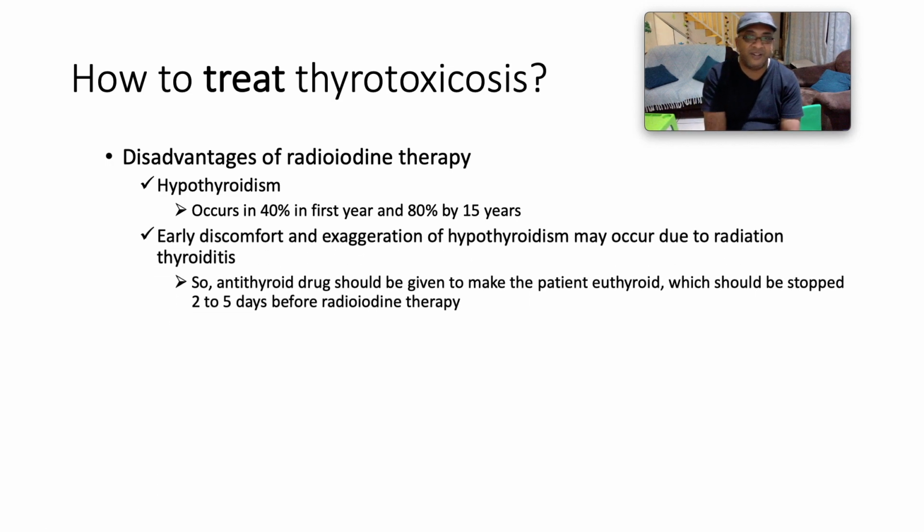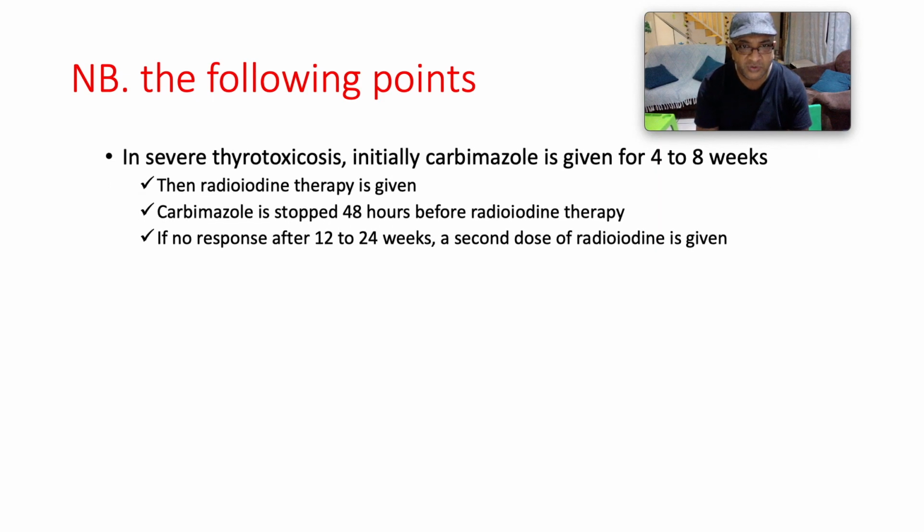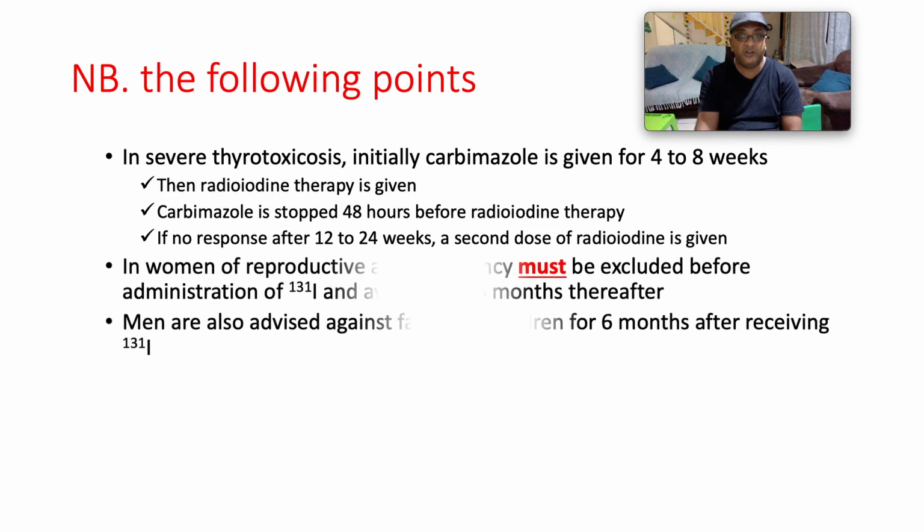This early discomfort and exaggeration of hyperthyroidism may occur due to radiation thyroiditis. So the antithyroid drug should be given to render the patient euthyroid, and then should be stopped 2 to 5 days before radioiodine therapy. As we said before, radioiodine can exacerbate thyroid ophthalmopathy. Please note the following points. In severe thyrotoxicosis, initially carbimazole is given for 4 to 8 weeks. Then radioiodine therapy is given. Carbimazole must be stopped 48 hours before radioiodine therapy, and if there is no response up to 12 to 24 weeks post-radioiodine, you can consider giving a second dose of radioiodine therapy.